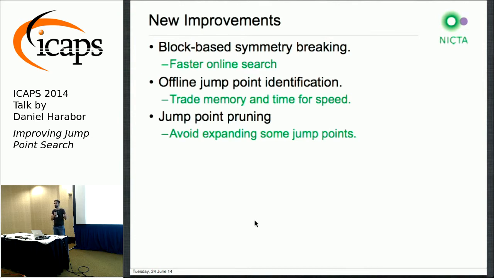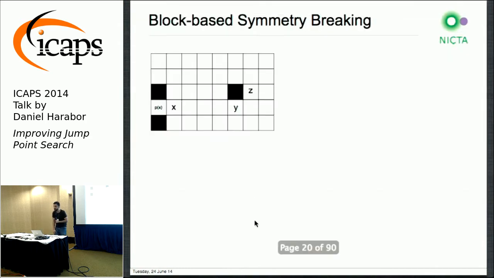We also have a method for doing offline jump point identification. So instead of looking for these jump points, you just store them in a database, you look them up during search, and you go much, much faster. We also do something called jump point pruning. This is also an online enhancement, and it allows us to discard some of the jump points that are currently expanded by jump point search.